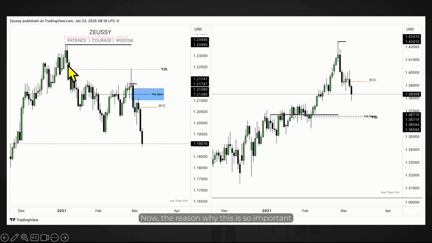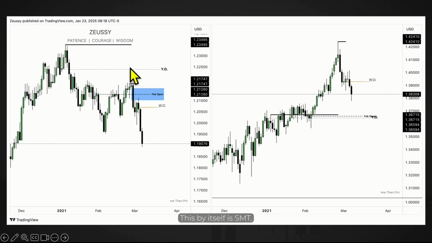Now, the reason why this is so important to note is due to the following. Whilst Euro is making lower highs, at the same time, you can see that GU is making higher highs this whole time. I have annotated exactly the same time-based high, which you can see right here, and you can clearly see that on GU, higher highs are being made, whilst on Euro, lower highs are being made.